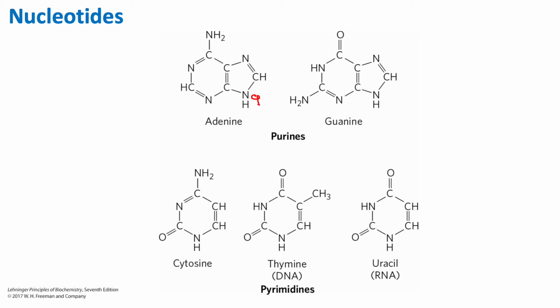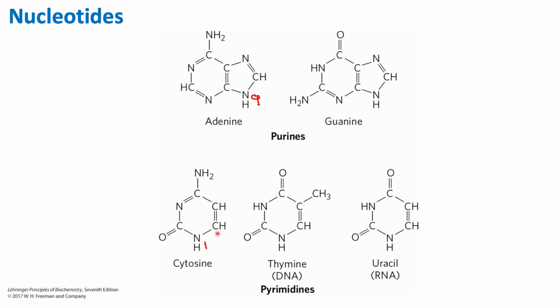So this one was number 9, and this one was number 1. Now, the distinction between adenine and guanine is that over here, we have that amino group up here, but in guanine, we have a double bond oxygen instead, and we have our amino group at this carbon over here. Now, when we take a look at our pyrimidines, we see something different.